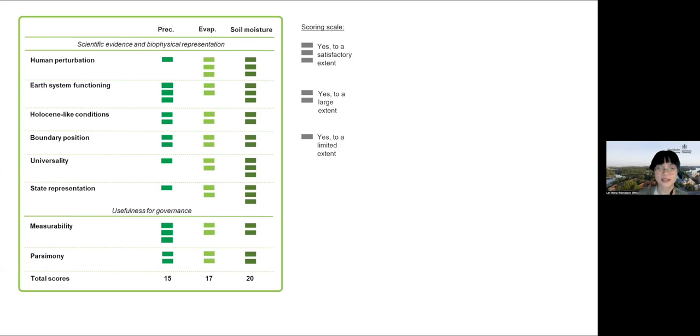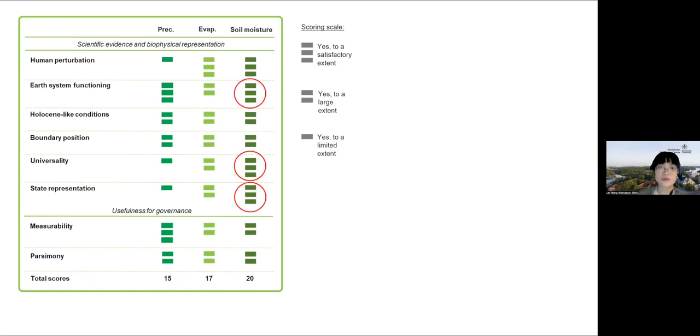And the most important here is that it represents human perturbation and that it represents Earth system functions. Those are the two most important, but there's also whether we can represent a Holocene-like state, boundary position, and universality. Universality basically means whether it covers the entire green water cycle that we want to consider. And state representation basically means that in the planetary boundary framework, we try to describe the state of the Earth system. So here soil moisture gets a higher score because it's a state variable, in contrast to the flow variables that are precipitation and evaporation. We also considered its usefulness for governance, whether it's easy to measure, and if it's a parsimonious metric, if we can reduce it to something simple.